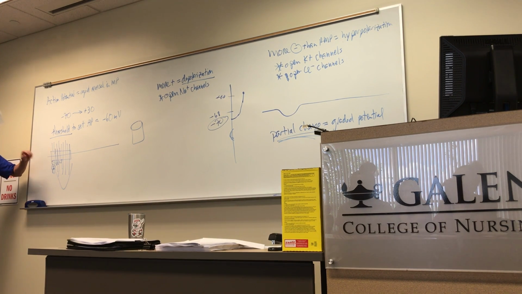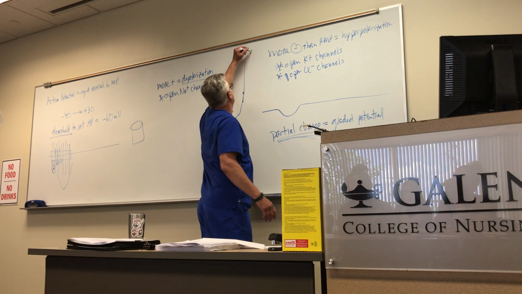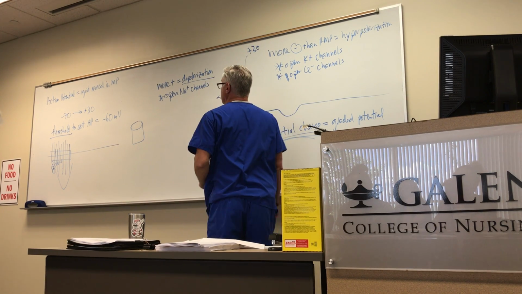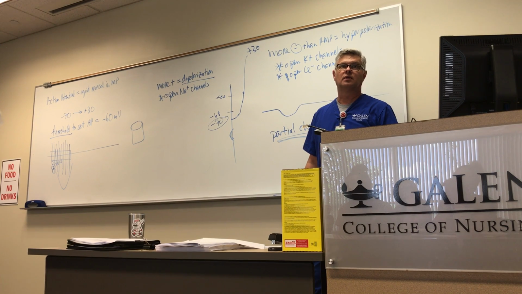Once I get to -60, all the voltage-gated channels open and sodium floods into the cell. And that makes this number shoot up to positive 30. That's the first step of an action potential.